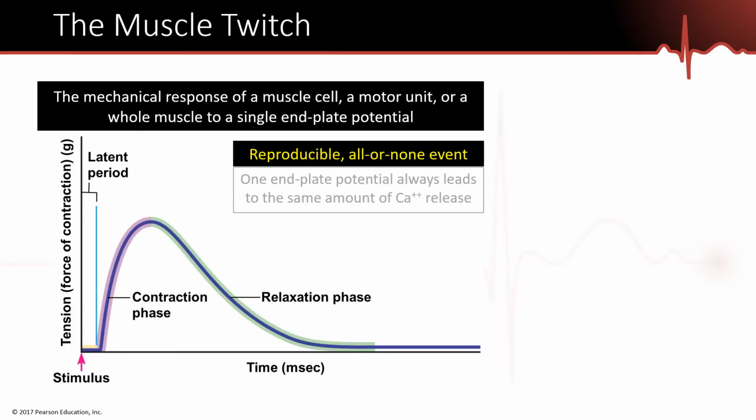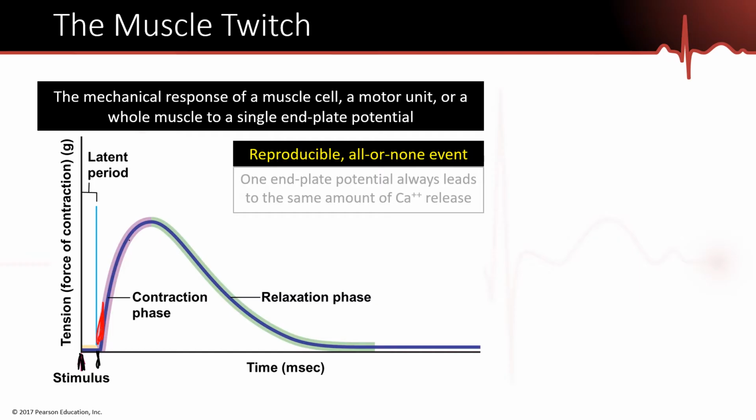Let's take a look at it. So this is a graph of a muscle fiber twitch. On the y-axis, you have tension or force, and on the x-axis, you have time. Here's what happens. First of all, there's a stimulus. What a stimulus means is the skeletal muscle fiber generates an action potential. And then there's a delay between when that action potential is generated and when the skeletal muscle fiber actually begins to generate force.